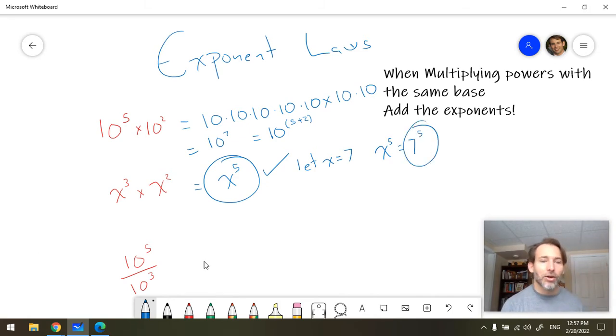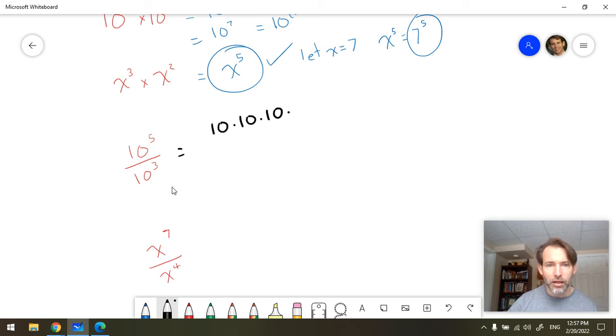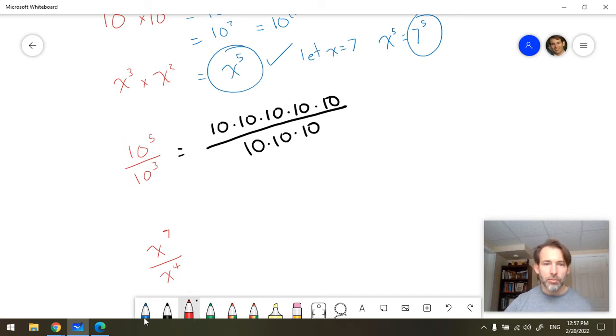My goodness. Okay. So 10 to the 5 divided by 10 to the 3. What's happening here? Okay, so 10 to the 5 divided by 10 to the 3. Well, let's write it out. If we're ever confused, write it out. 10 times 10 times 10 times 10 times 10 divided by 10 times 10 times 10. Okay, I seem to remember that Mr. Jennings loves canceling things.